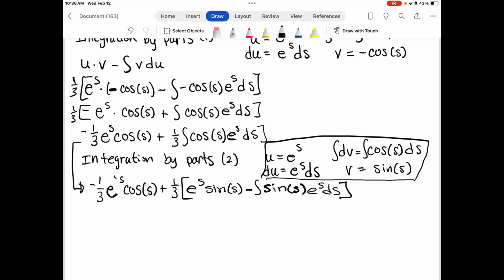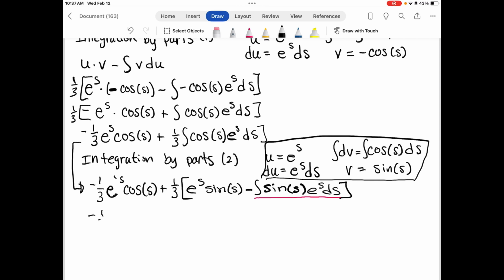Now, one thing you're going to notice here is you're going to say, what the heck? This is what we started with. It's just going to keep cycling through and keep repeating. So here's where the trick comes in. But first, let's simplify this a little bit.